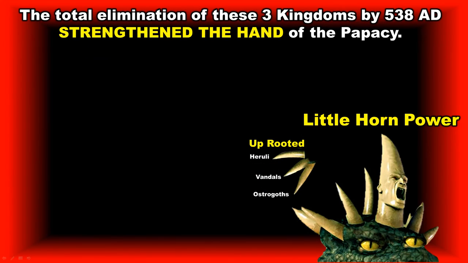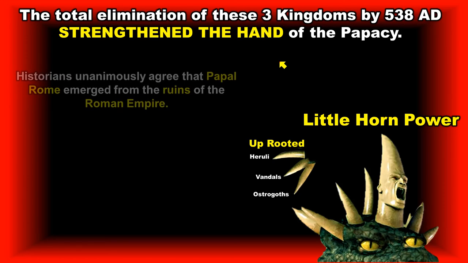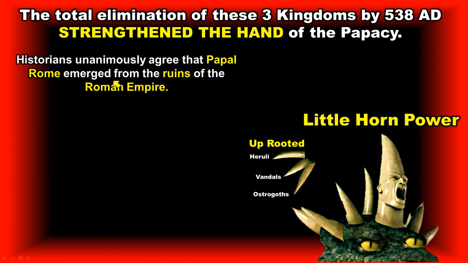So the total elimination of these three kingdoms occurred by 538, and it strengthened the hand of the papacy. Having the power to uproot these three made the papacy much more of a formidable power to deal with. So historians have unanimously agreed that the papal Rome emerged out of the ruins of the Roman Empire.